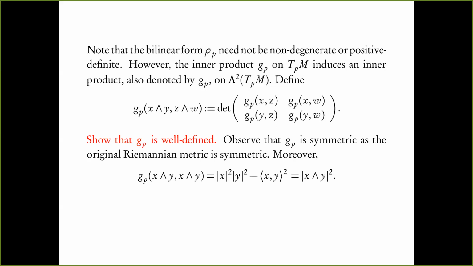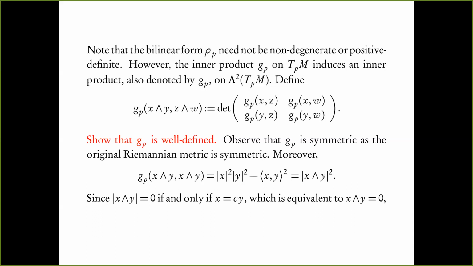So this parallelogram has area 0 if and only if y is a linear multiple of x. But if y is a linear multiple of x, then x wedge y is 0 anyway. And that is the only way x wedge y can be 0, that y is a linear multiple of x. So we conclude that the absolute value of x wedge y is 0 if and only if x is a linear multiple of y, which is equivalent to x wedge y being 0 itself. So that means the vector is 0, so it is positive definite. Okay, so it is an inner product on wedge 2 of TPM.